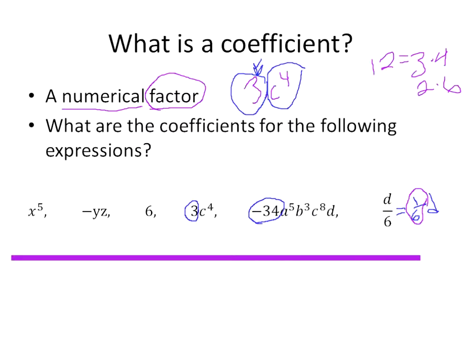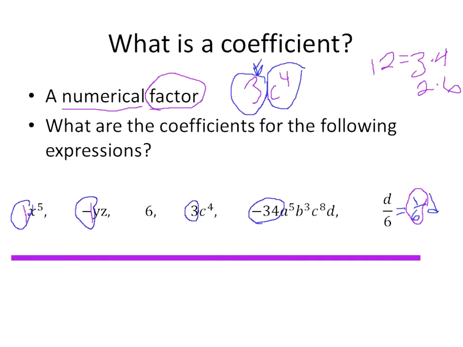Now, here's the tricky part. Let's go back to these other numbers. There are some that look like they don't have a coefficient. But remember, if there's no number there, the number is always 1. So it's 1 times x to the 5th. And remember, as we said, there was a negative 1 here, even though the 1 is not showing. And if that's the case, then our coefficient here is 1, and our coefficient here is negative 1.